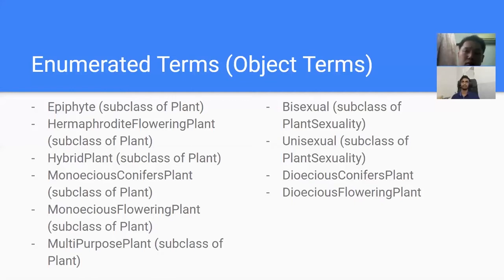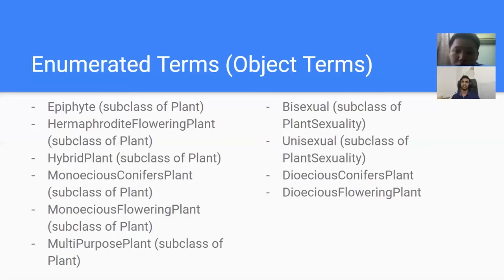Dioecious conifer plant. Dioecious conifer plants are plants that consist of male and female organs in separate individuals and do not have any flower. It is unisexual as it can be either male or female, but not both at the same time. With this reasoning, we have defined any plants that have either male conifer or female conifer, but not both, to be classified as dioecious conifer plant.